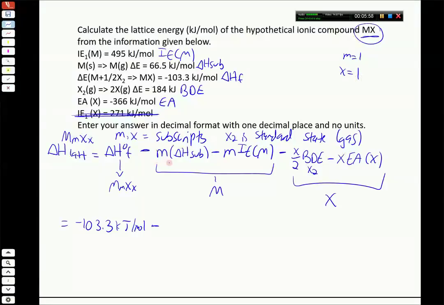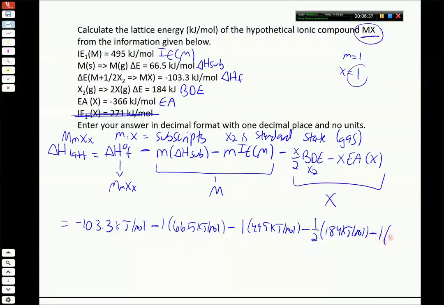And so for the sublimation enthalpies, we're just going to have 1 times that. So sublimation enthalpy is this one here, 66.5. We have 1 times ionization energy, which is 495. We have X over 2 times the bond dissociation energy. X is 1, so it's going to be 1/2 times that bond dissociation enthalpy, which is 184. Then we have 1 times the electron affinity, which is minus 366.